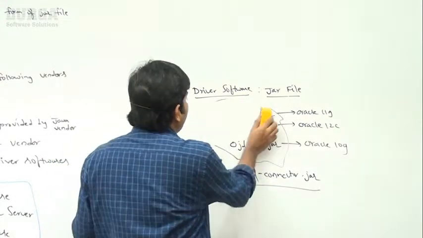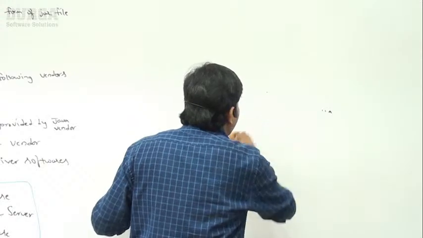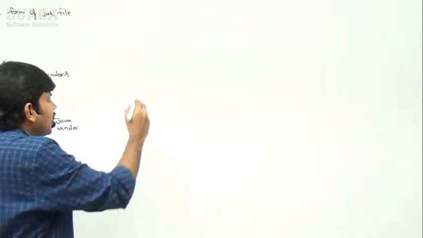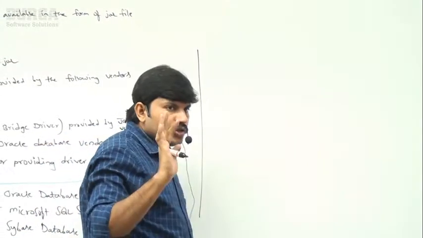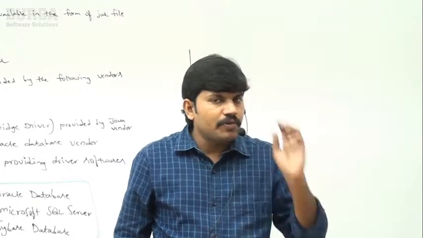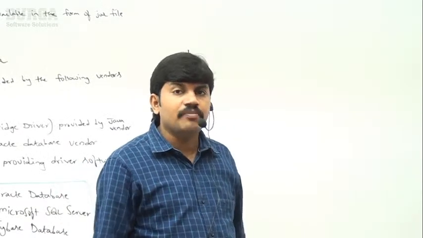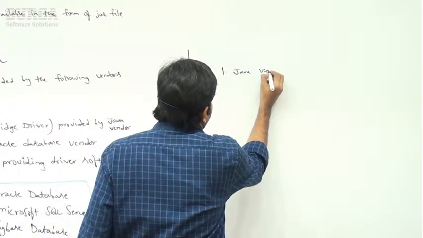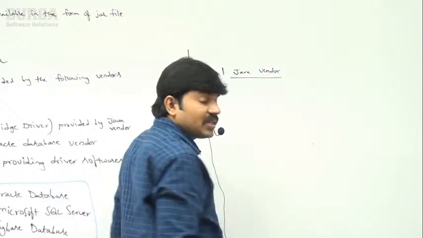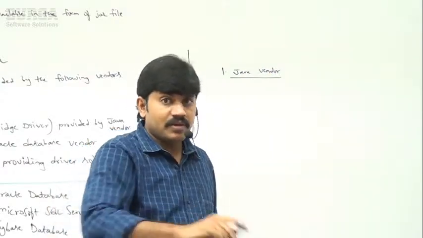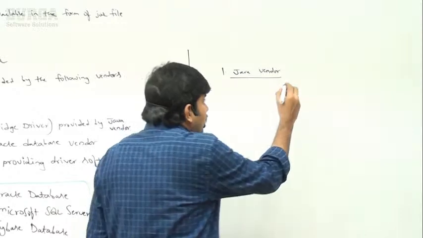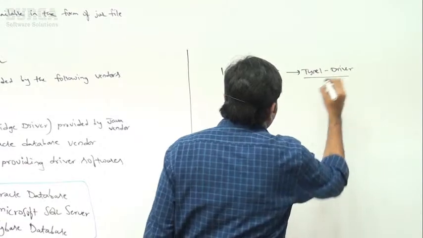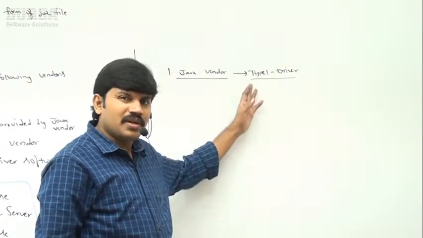Very common, sir. There are multiple people responsible to provide these driver softwares, in Java environment or in database. Usually, three types of people, three vendors can provide my driver softwares. One is the Java vendor, a bit rare. Java vendor will provide driver software. That driver software is the type 1 driver software, but almost deprecated, sir.